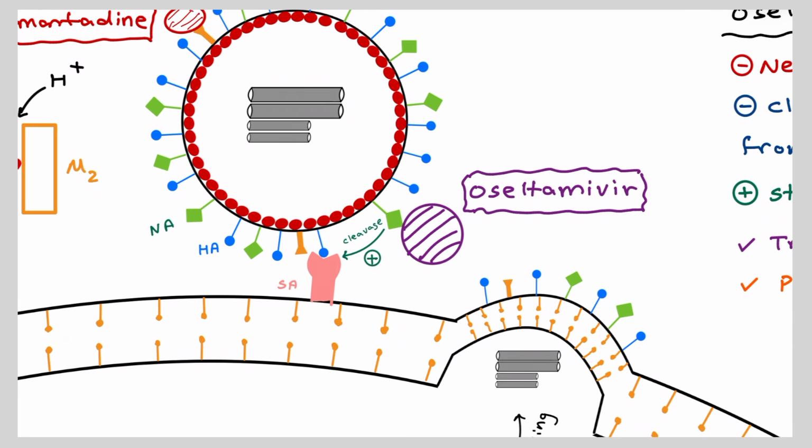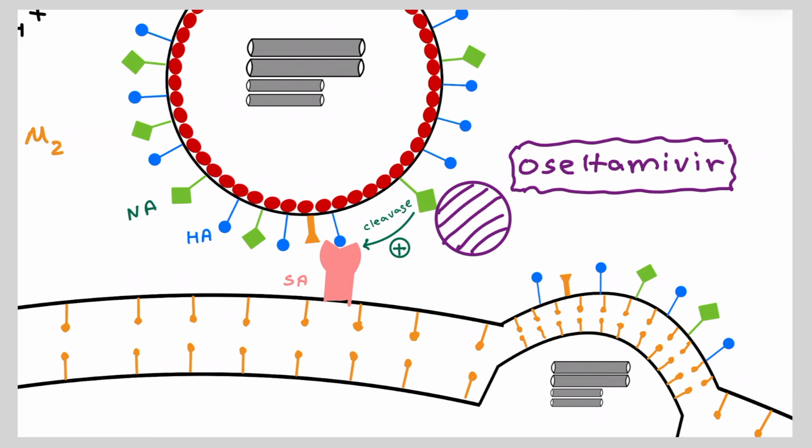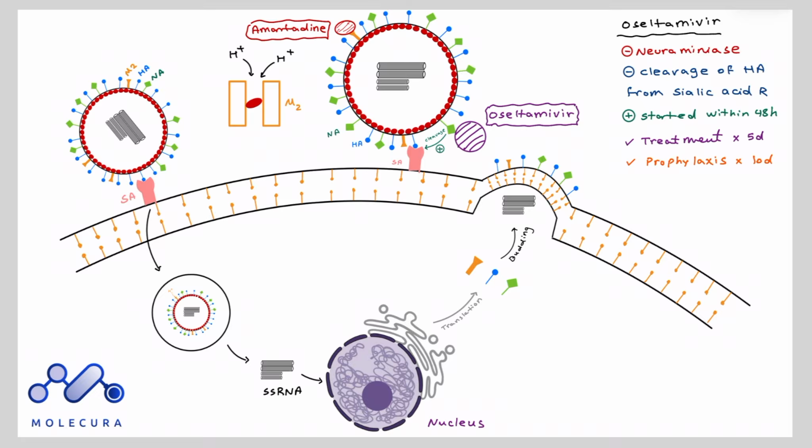So this is the action of the neuraminidase on the surface of the influenza. And this protein is going to come here and cleave this connection between the hemagglutinin and the sialic acid receptor. And this process is inhibited by our medication, which is oseltamivir. Oseltamivir is going to come and bind to the neuraminidase on the surface of the influenza, and it's going to inhibit its action of releasing this viral particle by cleaving the connection between the hemagglutinin and the sialic acid receptors.